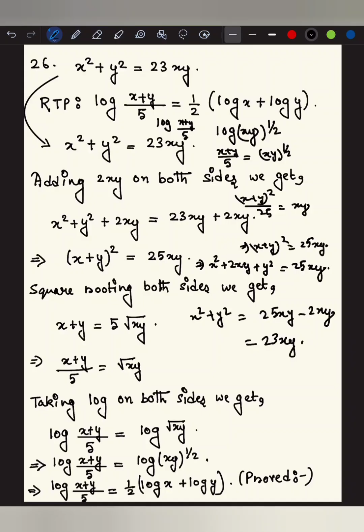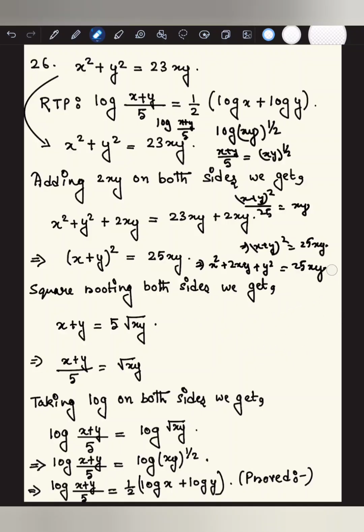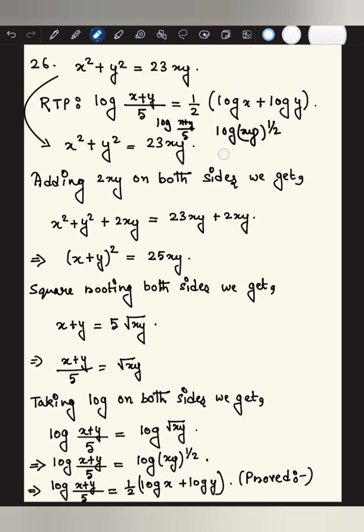This is how far you need to think in order to do this sum correctly, in order to prove this. That is what I have shown you. So let me just erase this so that it does not become clumsy. Yeah, so adding 2xy on both sides, we get x square plus y square plus 2xy is equal to 23xy plus 2xy, which implies (x plus y) whole square is equal to 25xy.